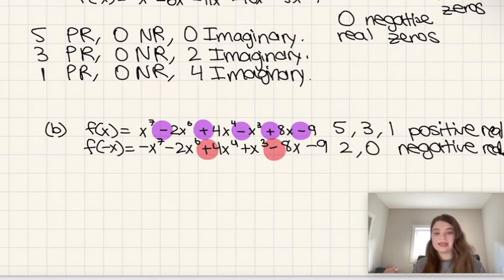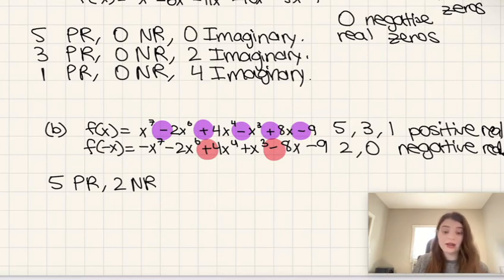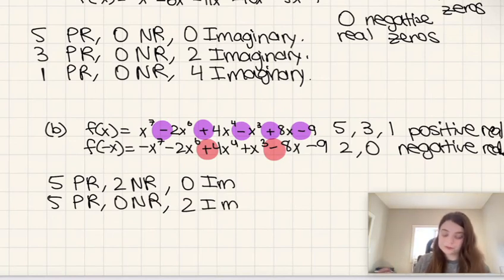Overall, any scenario must add up to 7 because this is a degree 7 polynomial, right? Because that leading term is to the power of 7. Okay, so therefore, what are the possibilities here? The possibilities are that we could have 5 positive real and 2 negative real, in which case we've already added up to 7. So here we would have 0 imaginary. Or we could have 5 positive real and 0 negative real, which would mean that there are 2 imaginary in that case, since all of them have to add to 7.